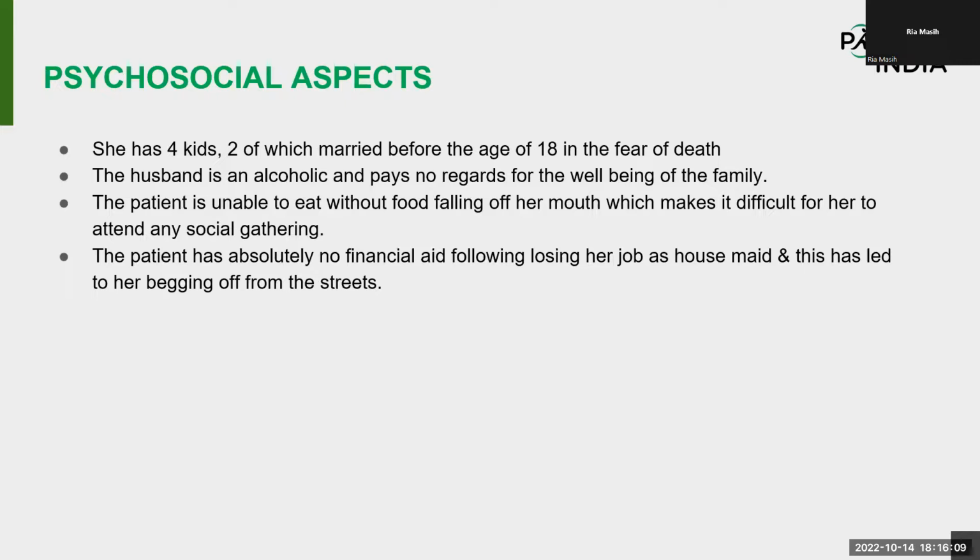Psychosocial aspect: she has 4 kids, 2 of which were married before the age of 18 in the fear of death because she was not keeping well. The husband is an alcoholic, and he pays no regard for the well-being of the family. He hasn't been supporting the family financially either. The patient is unable to eat food without it falling out of her mouth, which makes it difficult for her to attend any kind of social gatherings. She's basically on a semi-solid liquid diet. The patient has absolutely no financial aid following losing her job as a housemaid, and this has led to her begging from the streets.